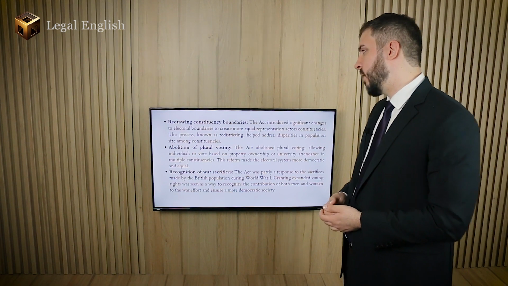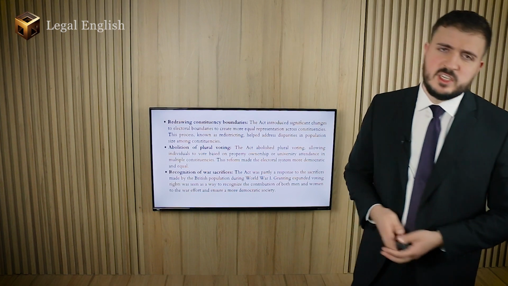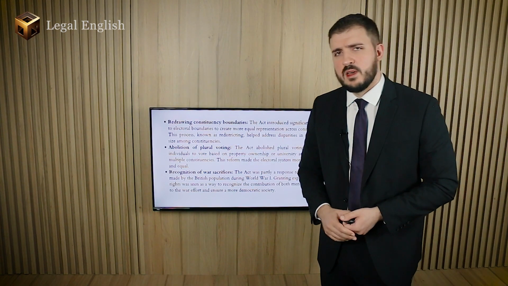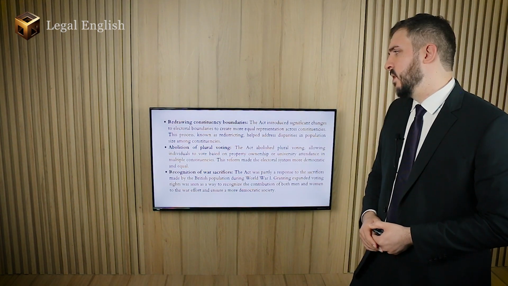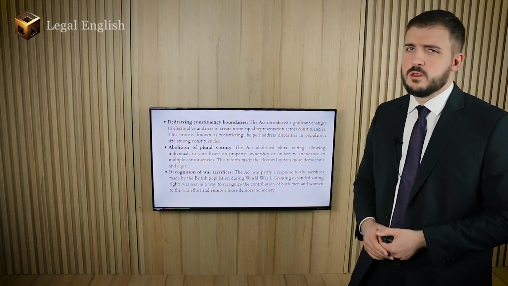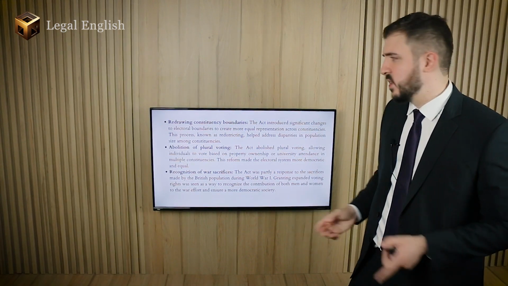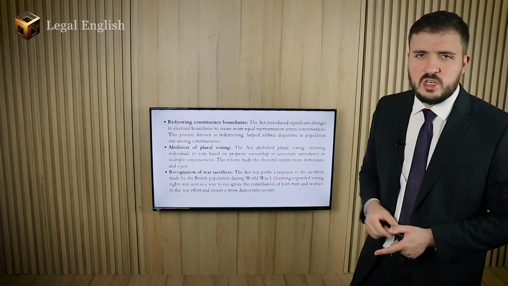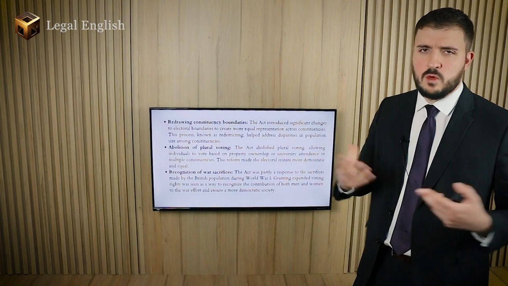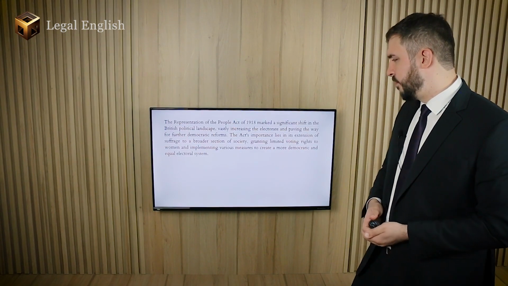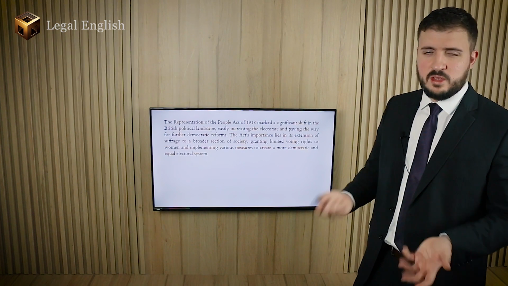Redrawing constituency boundaries, so the UK has the same first past the post system that the United States has. Basically, whoever wins the most votes in that constituency is going to be the member of Parliament. That is a problem still, which is why you have to keep redrawing them, because it has to be reflective of where people actually live. Yeah, so big change, but still not universal suffrage.